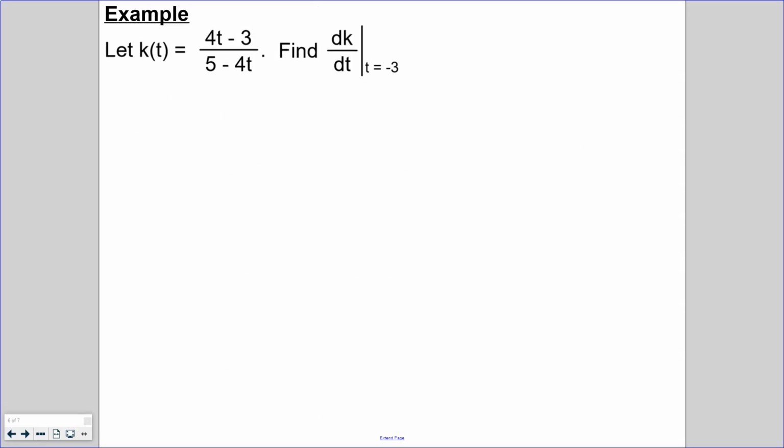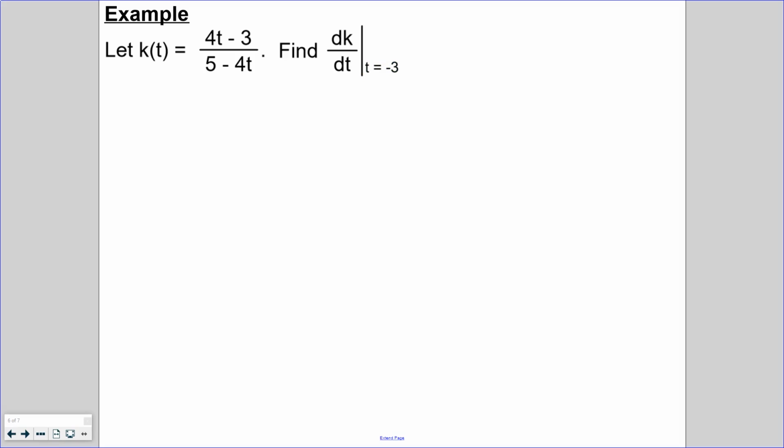All right, our next example, we want to let k of t equal 4t minus 3 all over 5 minus 4t. And for this one, we not only want to find the derivative of function k, we want to find the derivative of function k when t is negative 3. So here is one of those odd notations that do come up every now and then.